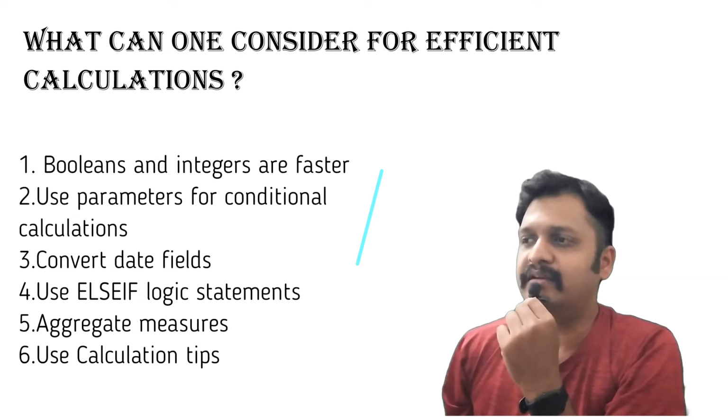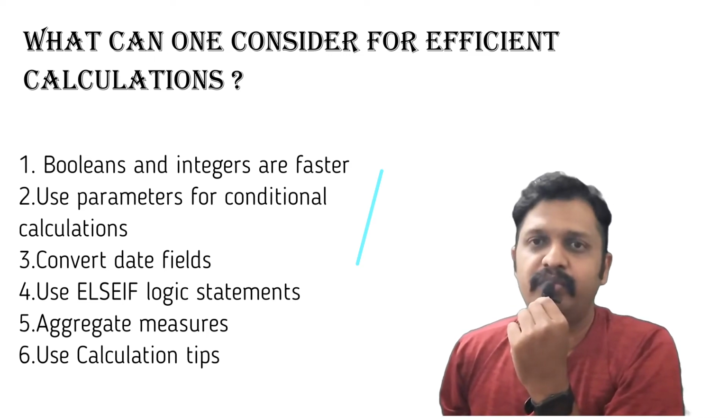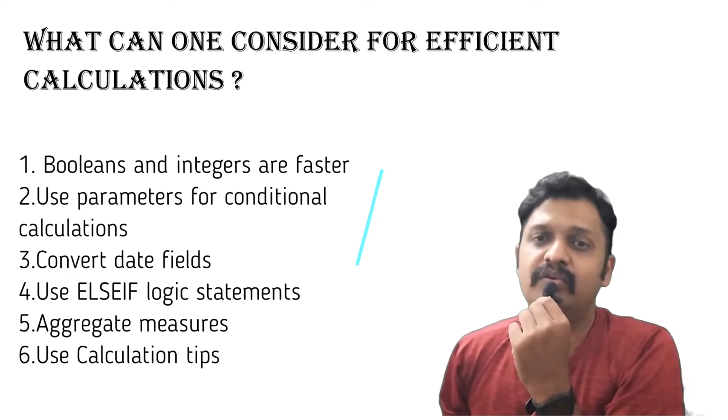Next question. What can one consider for efficient calculations? There are 6 considerations. First one, booleans and integers are faster. Use parameters for conditional calculations. Convert data fields. Use else if logic statement. Aggregate measures and use calculation tips.